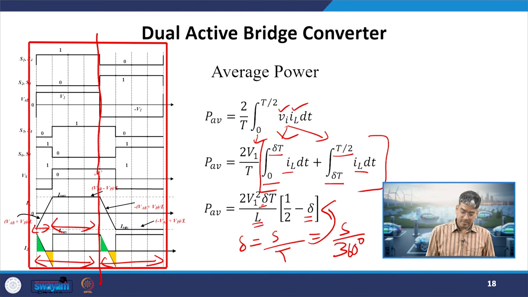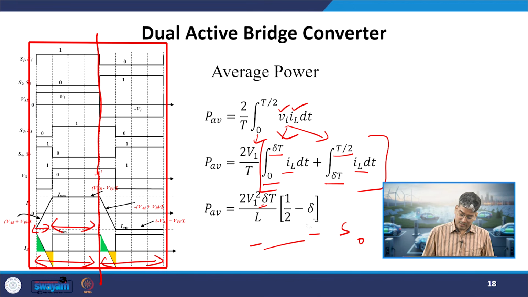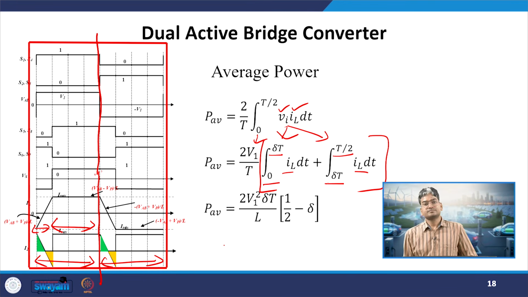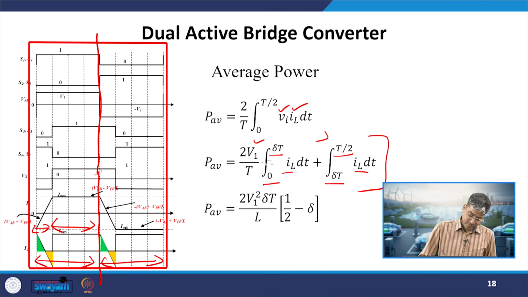Okay. So, this is the power flow through a DAB with respect to any given delta value, and if the other parameters are known, we can find out the power which will be transferred from the source to the load end.